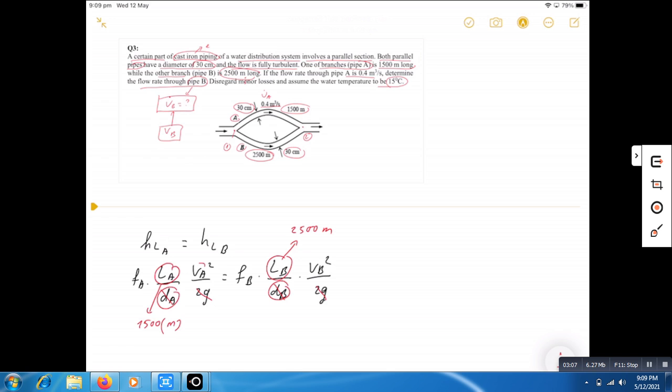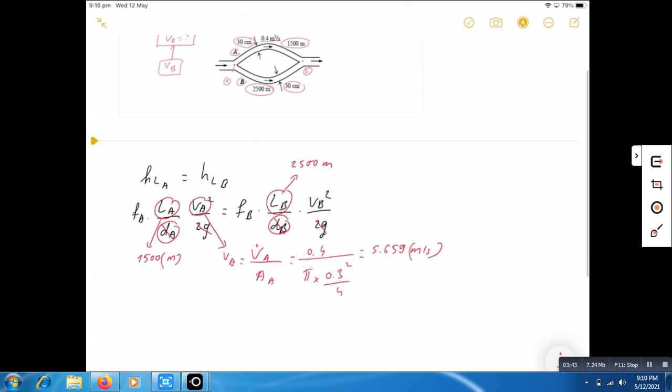About VA, the velocity, you can find velocity from the volume flow rate in pipe A, which is VA equals volume flow rate A divided by cross-section area A, equal to 0.4 divided by pi times 30 centimeter, or 0.3 meter, squared over 4. So the velocity in this case is 5.659 meter per second.